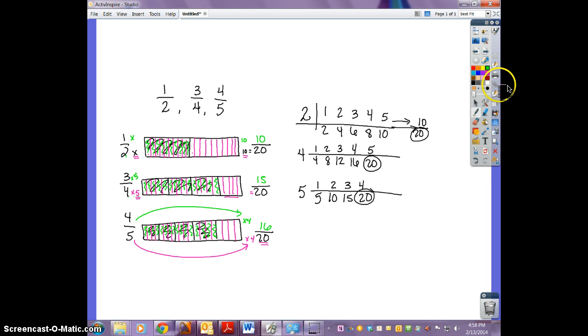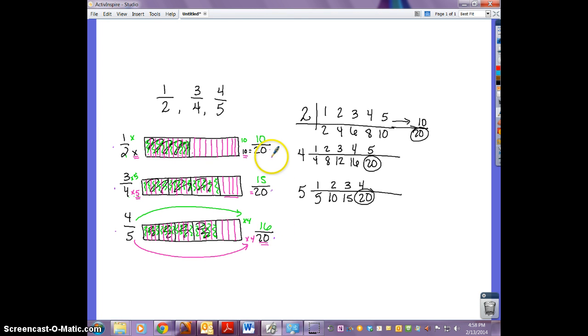It is now easy to compare and order the fractions 1/2, 3/4, and 4/5 by comparing their equivalent forms with common denominators, because we cut the pieces into equal sizes. 10 over 20, 15 over 20, and 16 over 20. The order of our fractions from least to greatest would be 1/2 is the least value, 3/4 is the next value, and 4/5 is the greatest value.